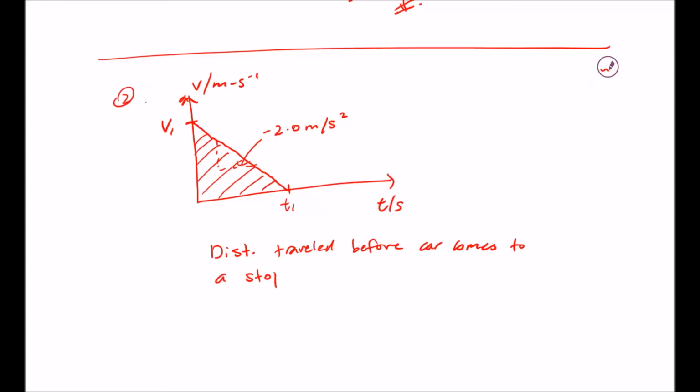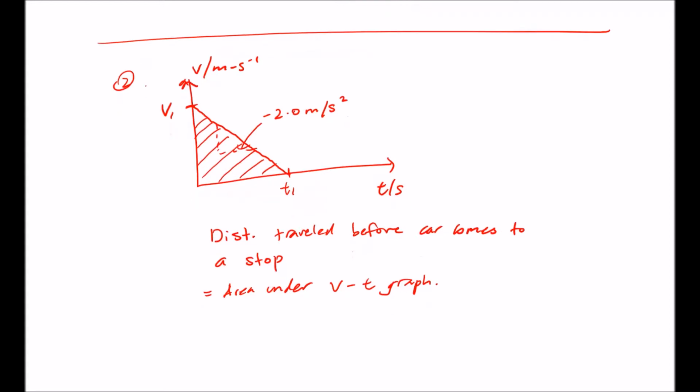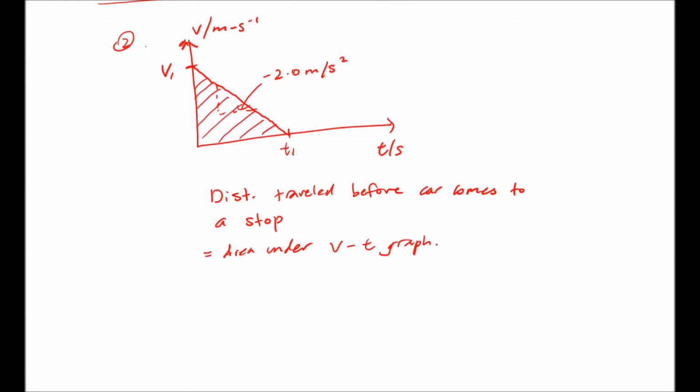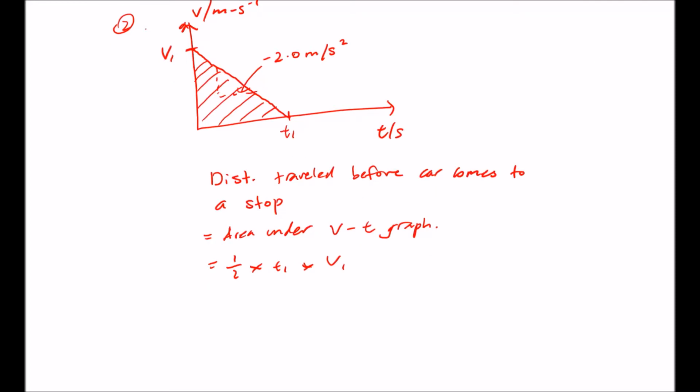meters. Distance traveled before the car comes to a stop is equal to the area under the velocity time graph. So this is just half times t1 times v1. Okay, we don't have the value for both t1 and v1, so what can we do? What we know is the acceleration equals minus 2.0 meters per second square.